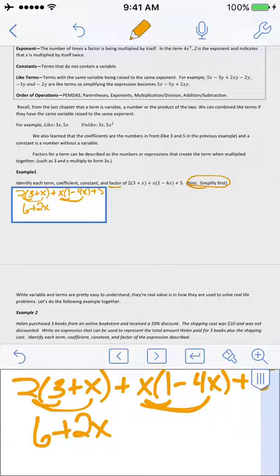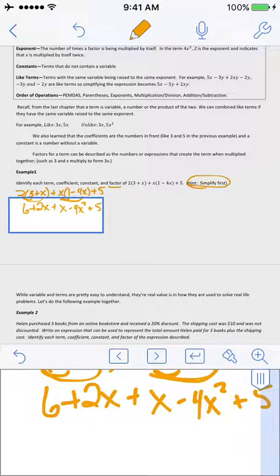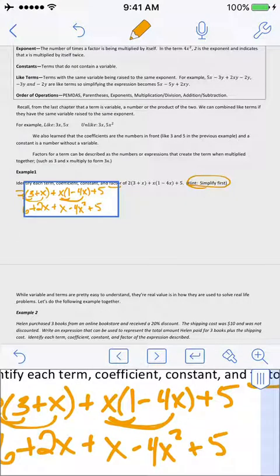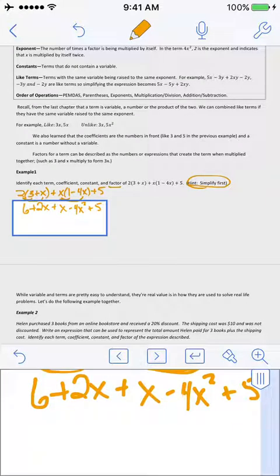Now I'll distribute these in. x times 1 is x. x times negative 4x is negative 4x squared. And then I'll just drag and drop that 5. So remember from product rule, if I have x times 4x, that's the 4's. I have nothing to multiply with the 4, but I've got x times x, so that's x squared.